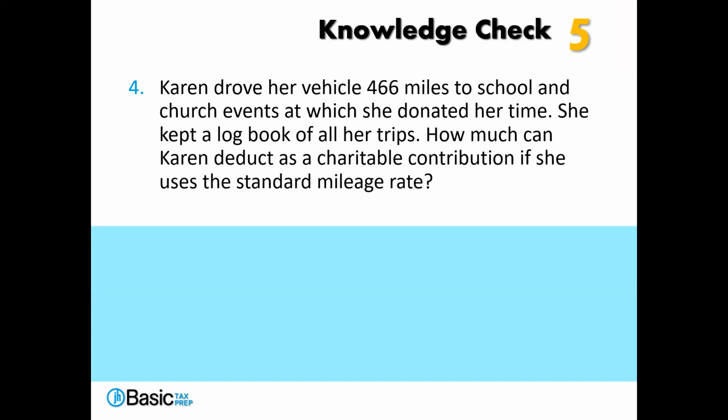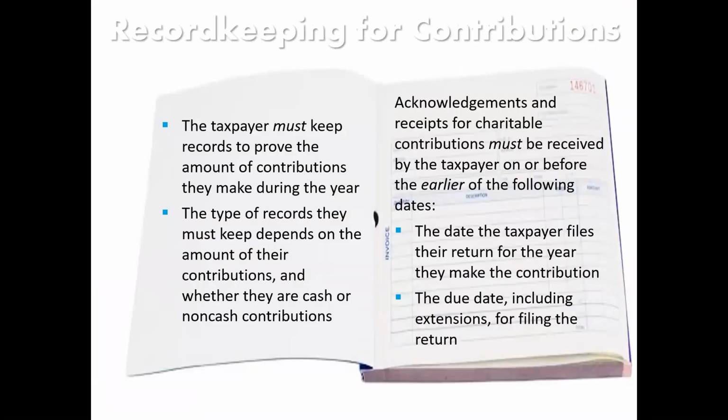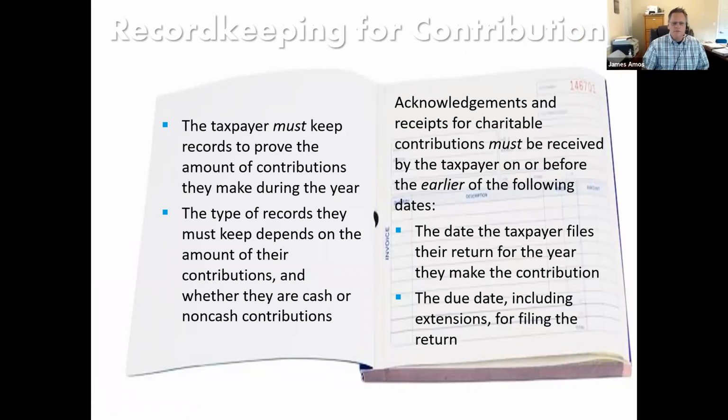65. 65. Exactly right, 65. That's 466 miles times 14 cents a mile. Yep, perfect. All right, when you give donations, you've got to keep a record.